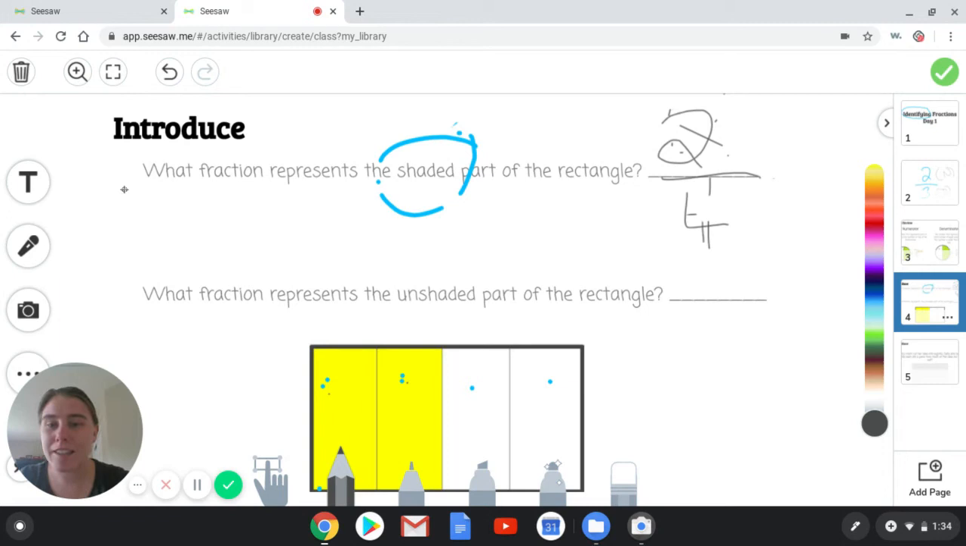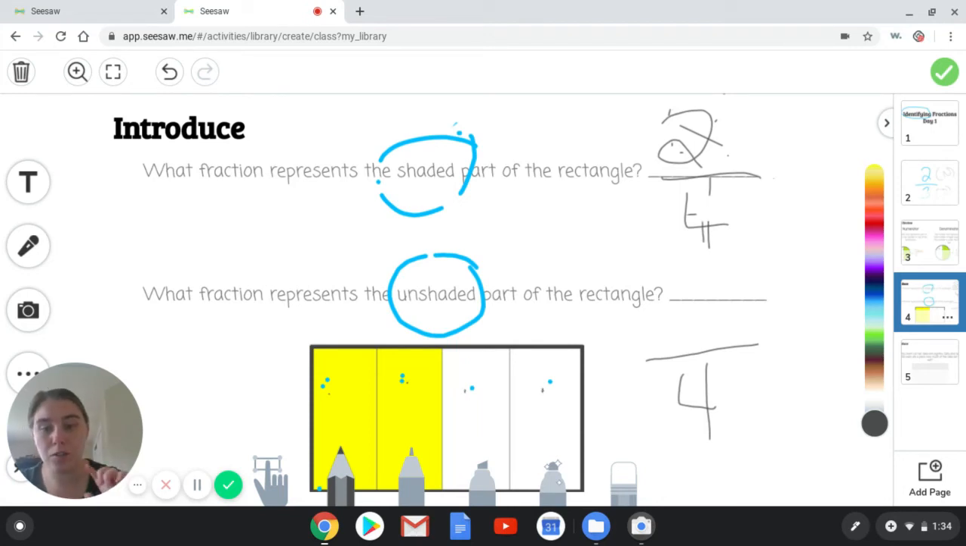2/4. Now let's take a look at the unshaded part of the rectangle, or any of the pieces that do not have any kind of coloring to them whatsoever. I know that this shape still has 4 equal sized pieces in it because I counted that for my earlier fraction. So again, my denominator is going to be 4. Now I need to look specifically at those unshaded pieces. 1, 2. There are 2 pieces that are unshaded, which means the part that I'm focusing on is going to be 2. 2/4 is the fraction of unshaded pieces in this shape as well.